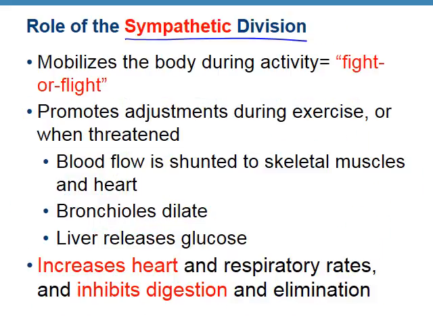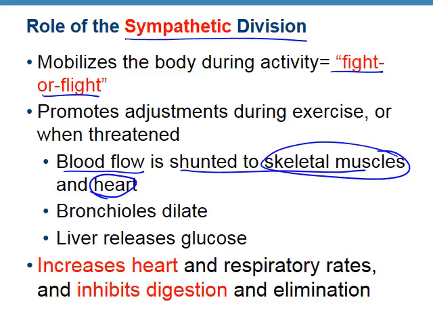So let's look at sympathetic division a little bit more closely. This is fight or flight. So you're going to fight somebody or run away. I usually think of a giant bear attacking me, right? I've got to decide, am I going to run away or am I going to fight it? So blood flow is shunted to the skeletal muscles and to the heart. I would need that if I'm going to do either fight or flight. Bronchioles are going to dilate.